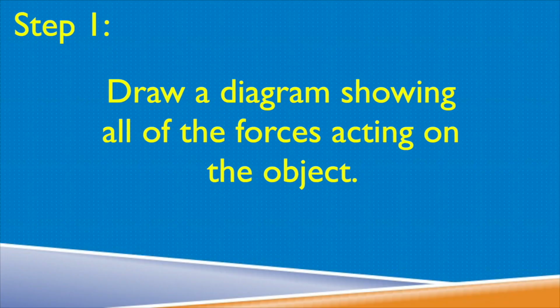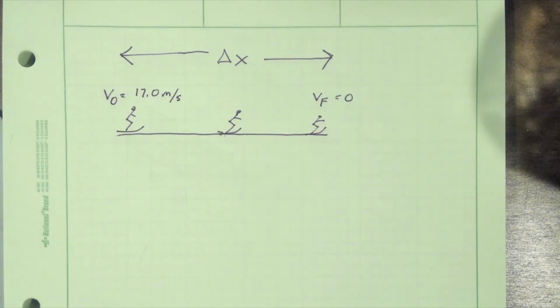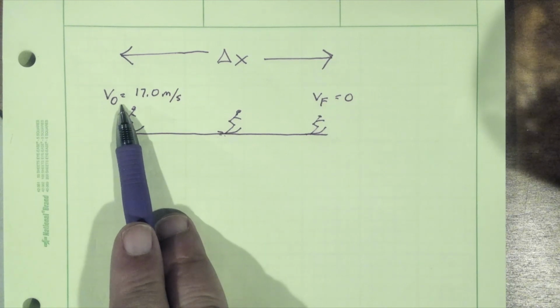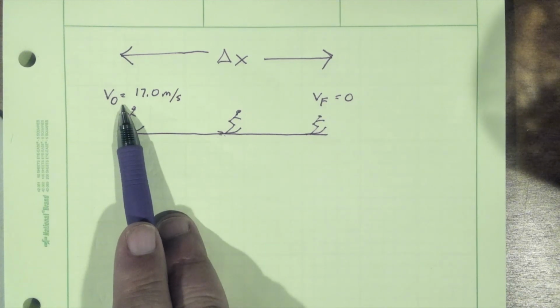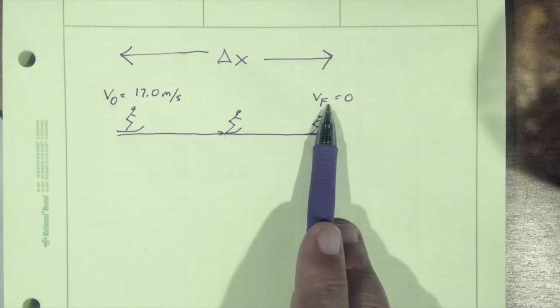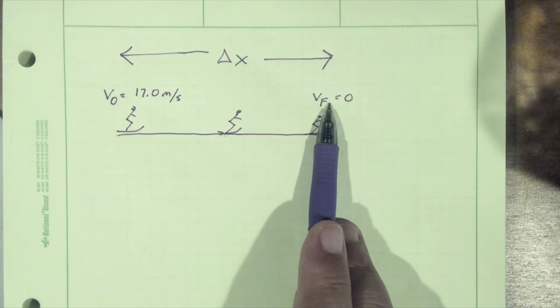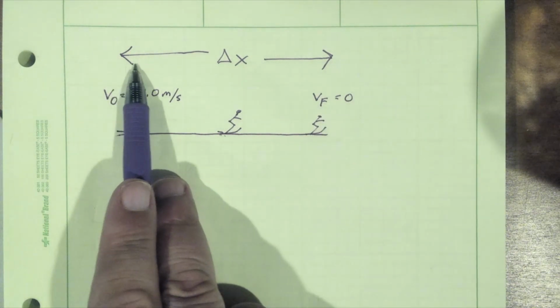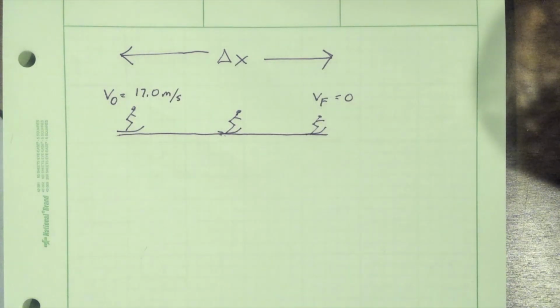Well, the first step in the problem-solving process is always to draw a diagram showing the information that you're given and the forces acting on the object. Now, in this case, our snowboarder is traveling along level ground, and she has an initial velocity of 17.0 meters per second. Saying that she comes to a stop means that she has a final velocity of 0. She travels a distance, delta x, which is what we are trying to find.